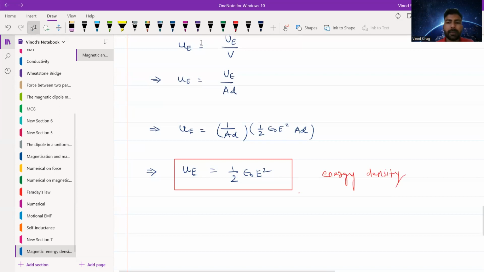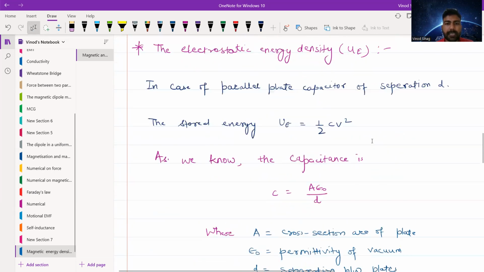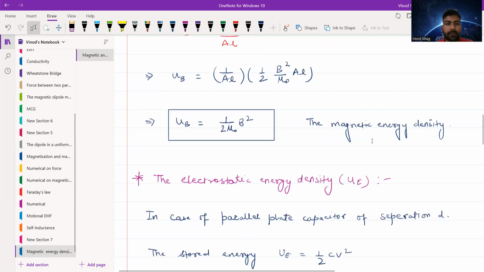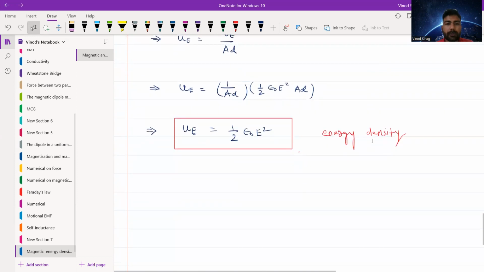Hence, we have derived the equations for both magnetic energy density and electrical energy density. Magnetic energy density is given as UB equals 1 by 2 mu naught B square, and the electrical energy density is given as UE equals 1 by 2 epsilon naught E square.